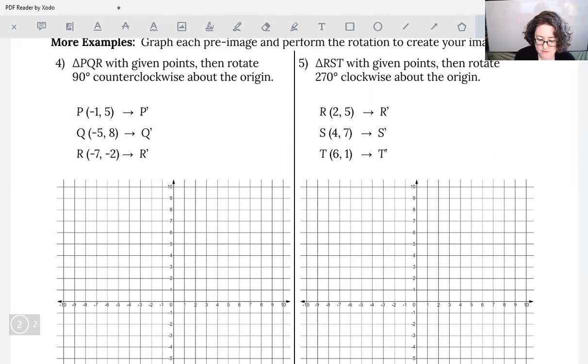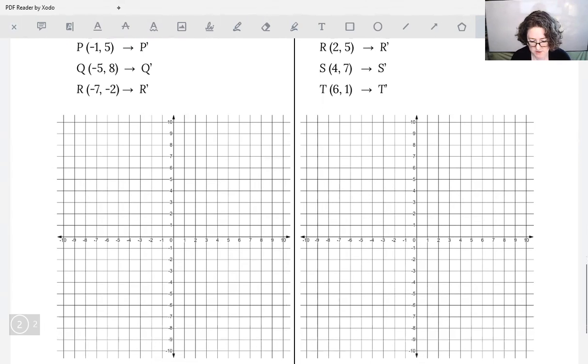Okay, so number 4, clockwise rotation, but I want to start out by plotting my points. So let's plot these out. So P is at -1, 5. Okay, there's my P point. Q is at -5, 8. So -5 up to 8. There's our Q. And R is at -7, -2.